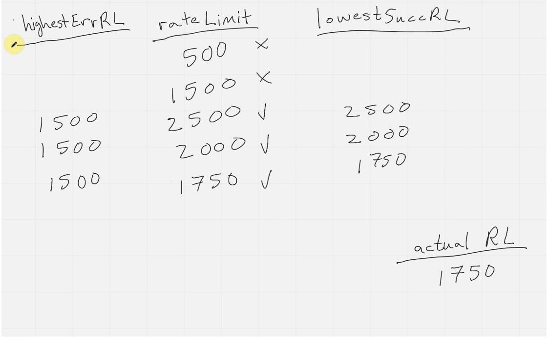So, 1750, we want to reduce it. We don't know what the actual rate limit is. We hit it on the nose, so we want to reduce it to optimize. 1750 to 1500. That's 250, so 125, so 1625. Doesn't work. Okay.